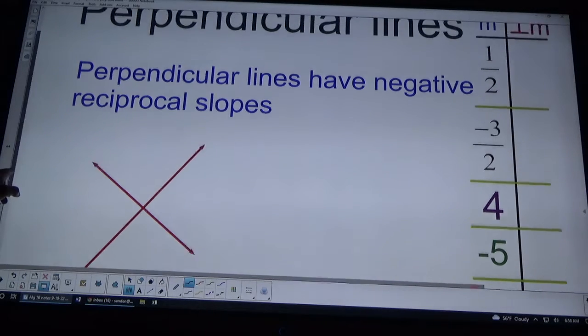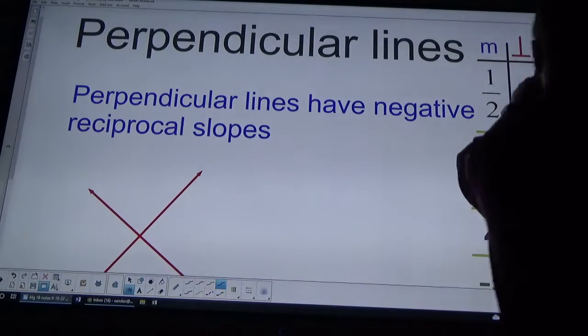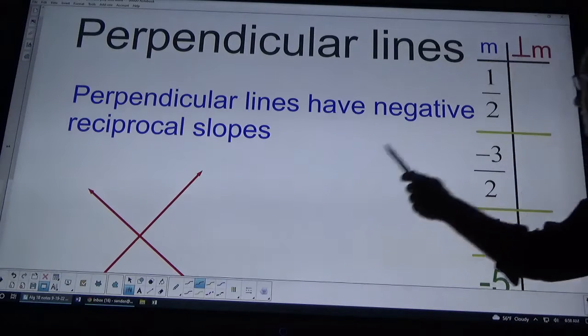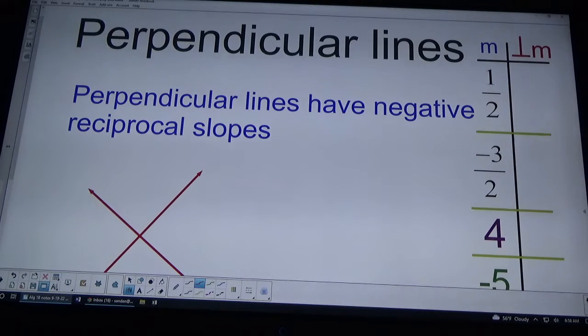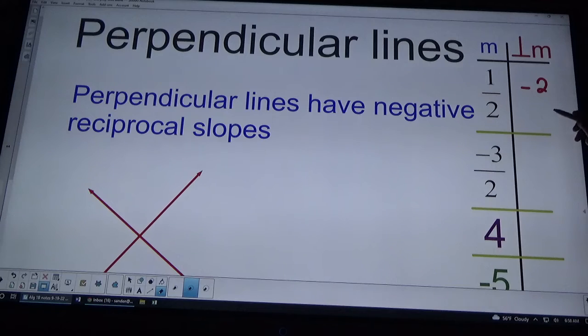So for example, by the way, one thing to note, this upside down capital T is the symbol for perpendicular. So slope, perpendicular slope. If my slope was 1/2, perpendicular slope, that's positive, so negative reciprocal, 2 over 1. Now isn't 2 over 1 the same thing as just 2? So therefore I can erase that part and just say negative 2.